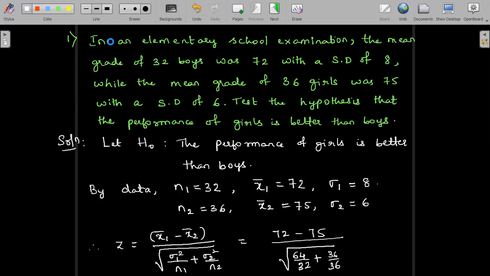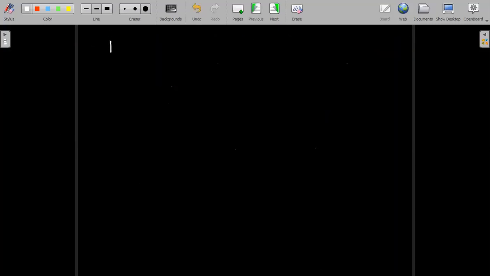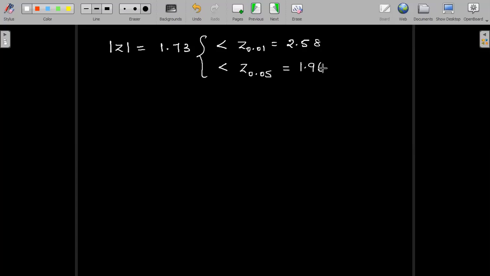So we obtain Z is equal to, after calculation, since we are getting a numerator as negative value, we will take modulus of Z, and it is 1.73. We observe that this is less than both the levels of significance. At 0.01, it is 2.58, and at 0.05, it is 1.96. And at both the levels of significance, this is less than. So H naught is accepted. H naught is accepted. That is, the performance of girls is better than boys.